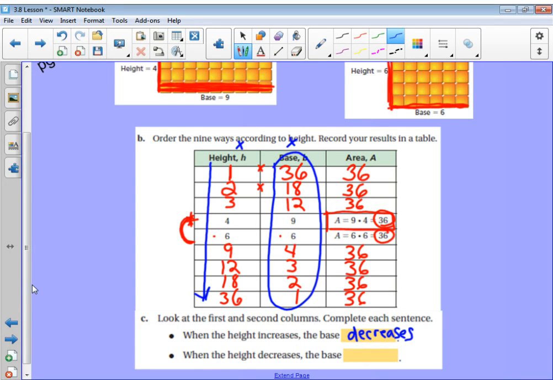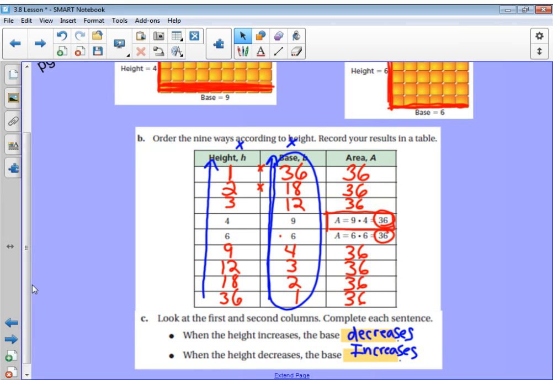Okay, so then it says when the height decreases, the base does what? So now looking at this, we're going to look at our height in reverse. We're going to look at it from bottom to top. As this number goes down, 36 to 18 to 12 to 9 and so forth, what is happening to these numbers here? We go from 1 to 2 to 3 to 6 to 9, so they are increasing. Okay, and that's what's important to understand because that is showing us an inverse variation.